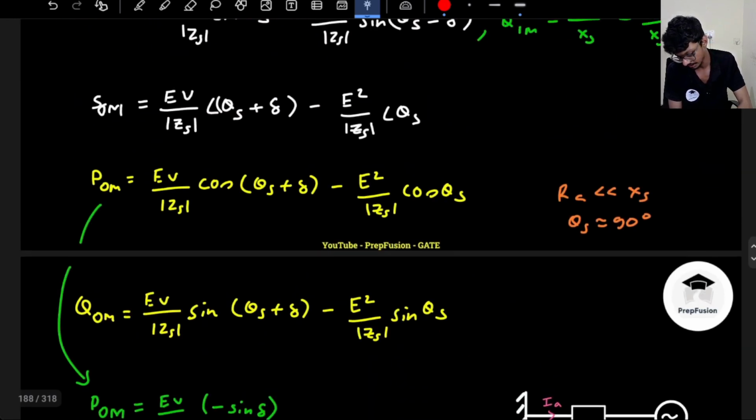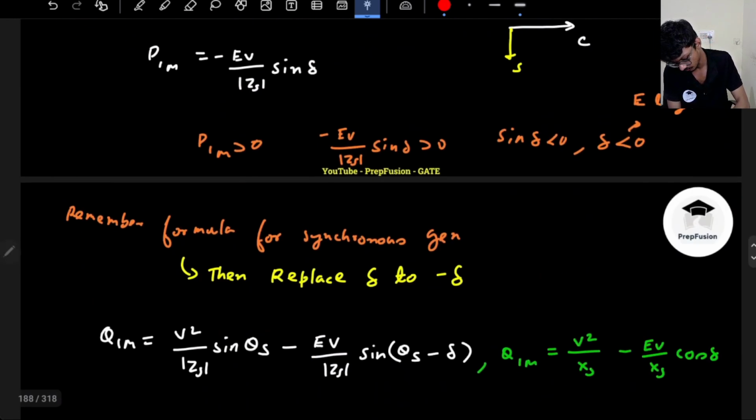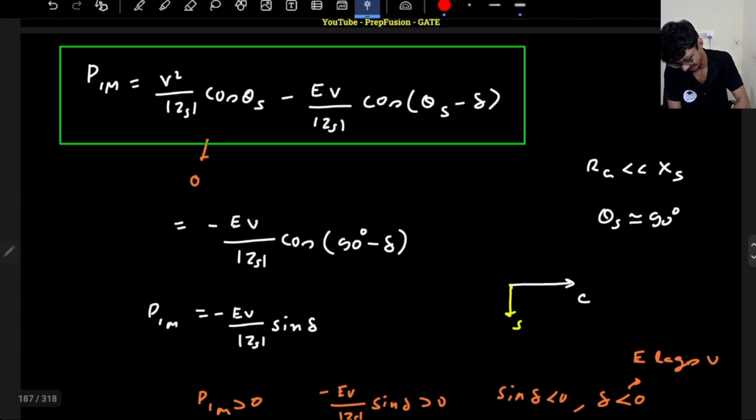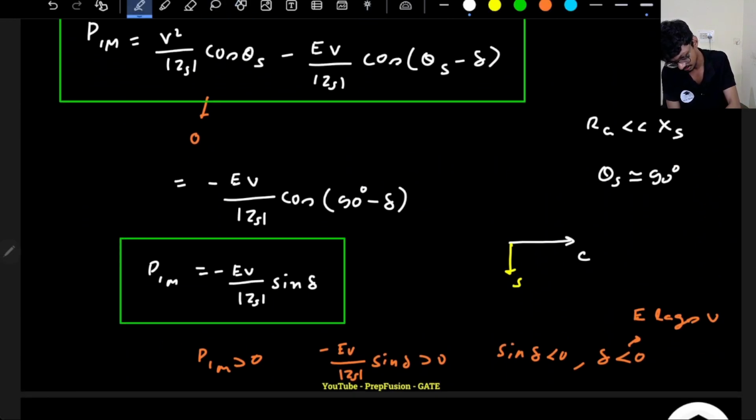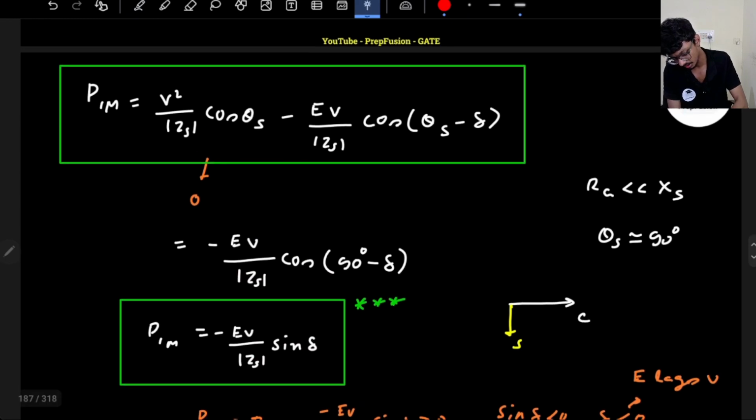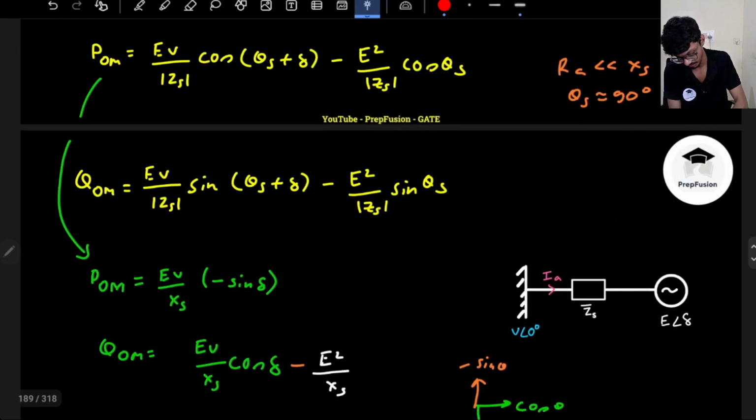Just mainly, this formula is the most important one. Whichever one I have, I did not box mark it. This one is the most important one. This formula, that's it. Anything else you can simply ignore. This formula is the most important one. Reactive power you can always derive. It will not take you much time to derive the reactive power.